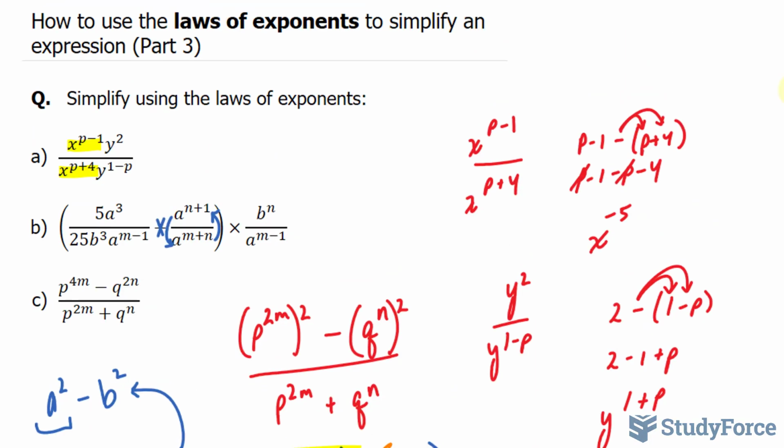And there you have it. 3 more examples on how to use the laws of exponents to simplify any expression. And if you still have a hard time with this, go back to part 1 and part 2, study those, and by studying those, you should be able to figure these out faster.